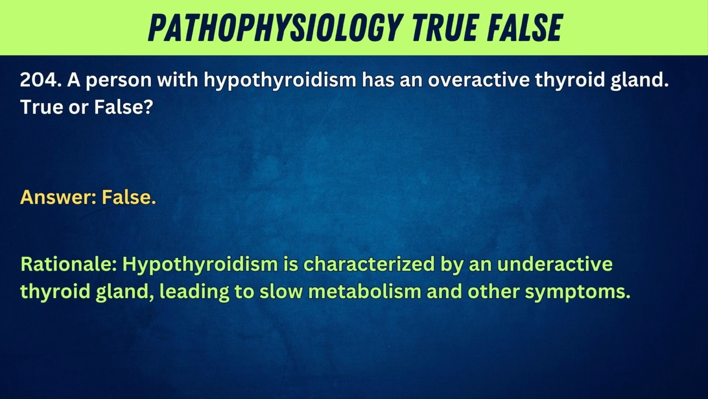204. A person with hypothyroidism has an overactive thyroid gland. True or false? Answer: false. Rationale: hypothyroidism is characterized by an underactive thyroid gland, leading to slow metabolism and other symptoms.